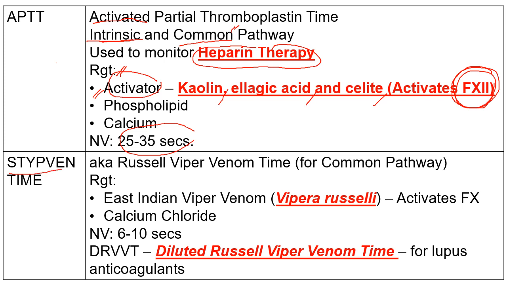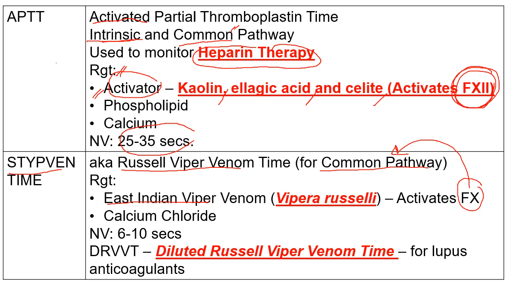Stypven time naman or your Russell viper venom time, and this is specific for common pathway lang, which is your 10, 5, 2, and 1. Reagents natin diyan, from the name itself, no? Russell viper or Vipera russelli or East Indian viper. So, ito naman, ina-activate niya yung factor 10, which is the starting point of the common pathway.